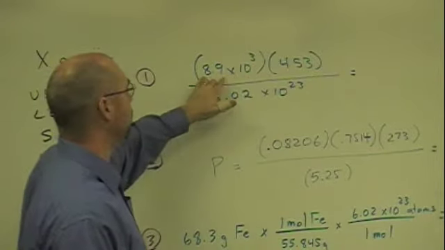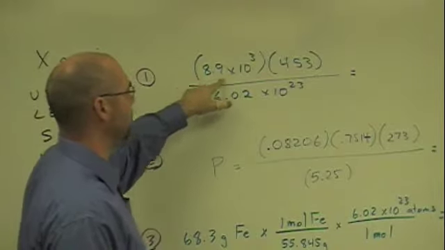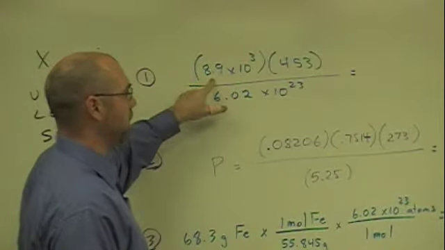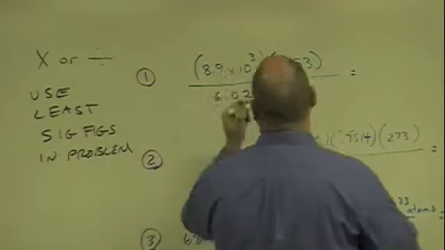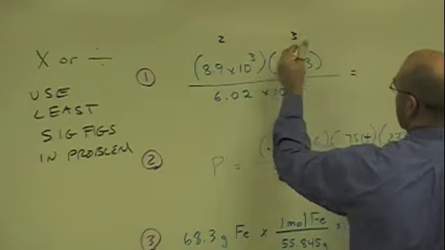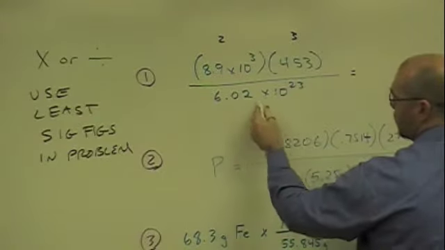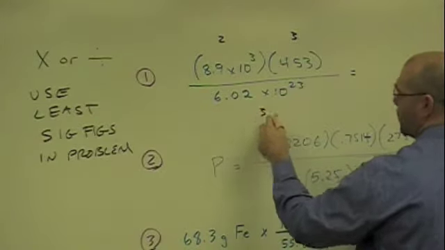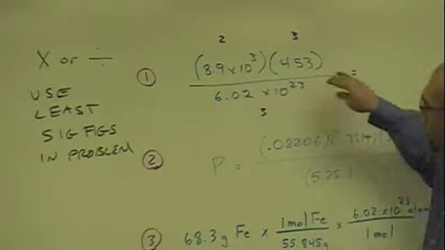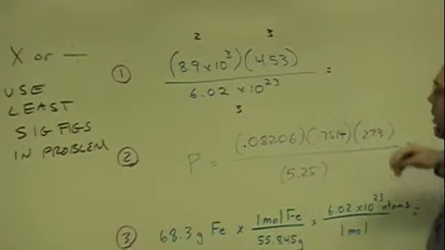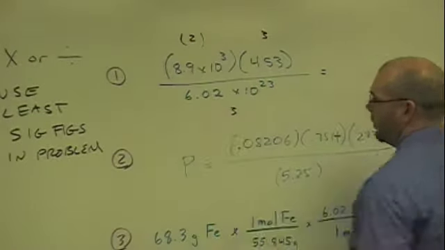So we would look out here in front, so that shows me 2 non-zeros, 2 sig figs right here. 453 has 3 sig figs. There's 2 here, there's 3 here, and then 6.02 times 10 to the 23rd, it has 3. So the least amount present in this problem is the 8.9, so when I get my answer, I'm going to round this one to 2.